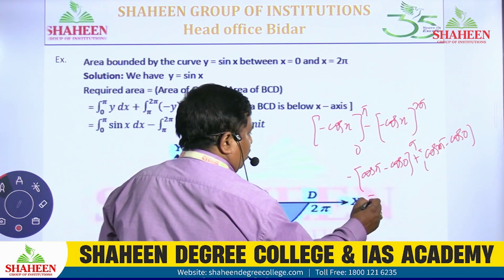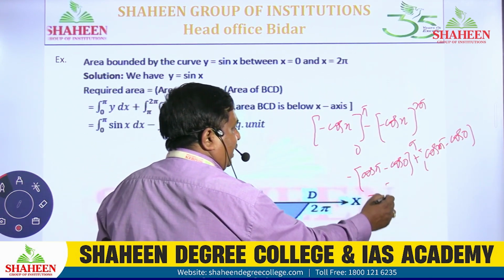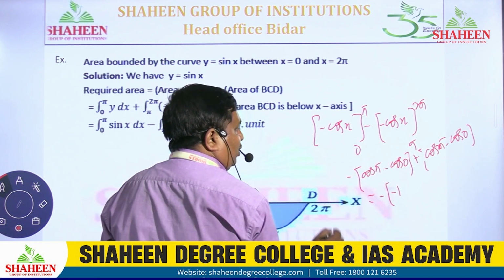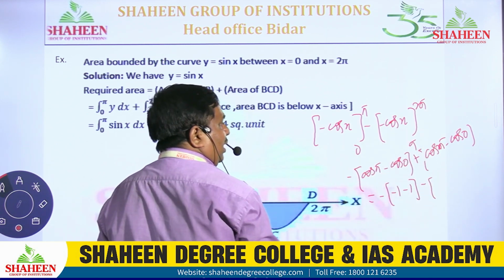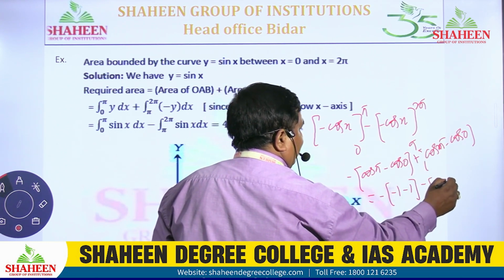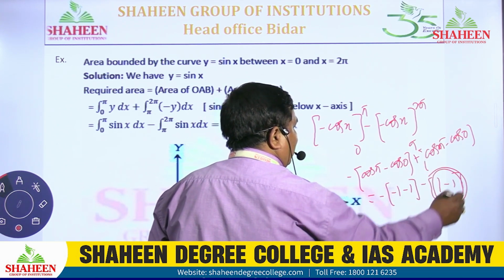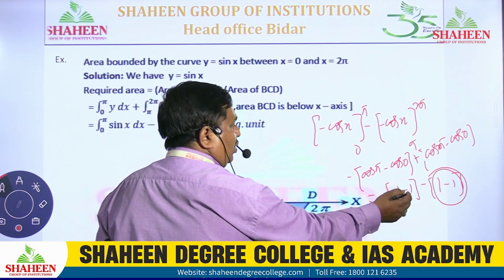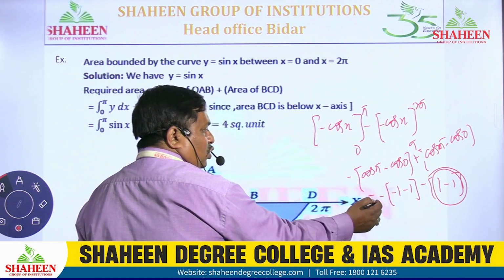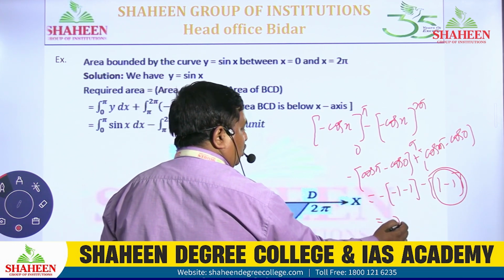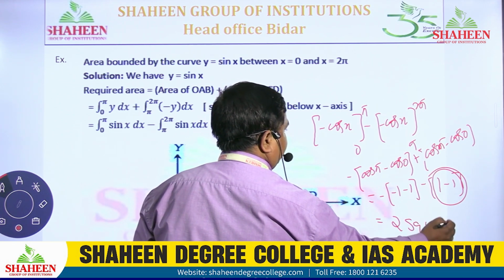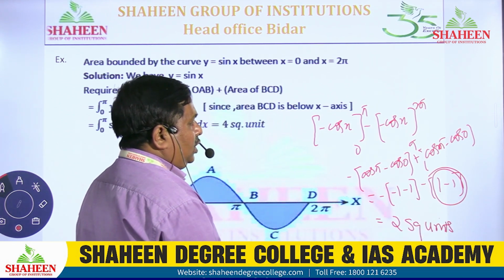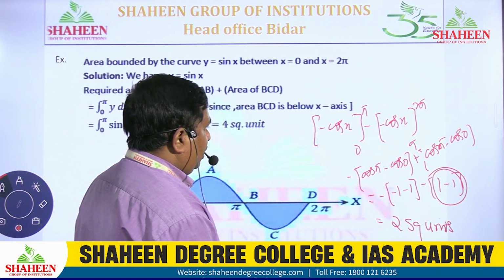This is equal to minus cos pi value is minus 1 and cos 0 value is 1, minus cos 2 pi value is 1 and cos 0 value is 1. This completely becomes 0. And what is minus 1 minus 1? Minus 2. Minus 2 into this minus, it is plus 2. 2 square units.